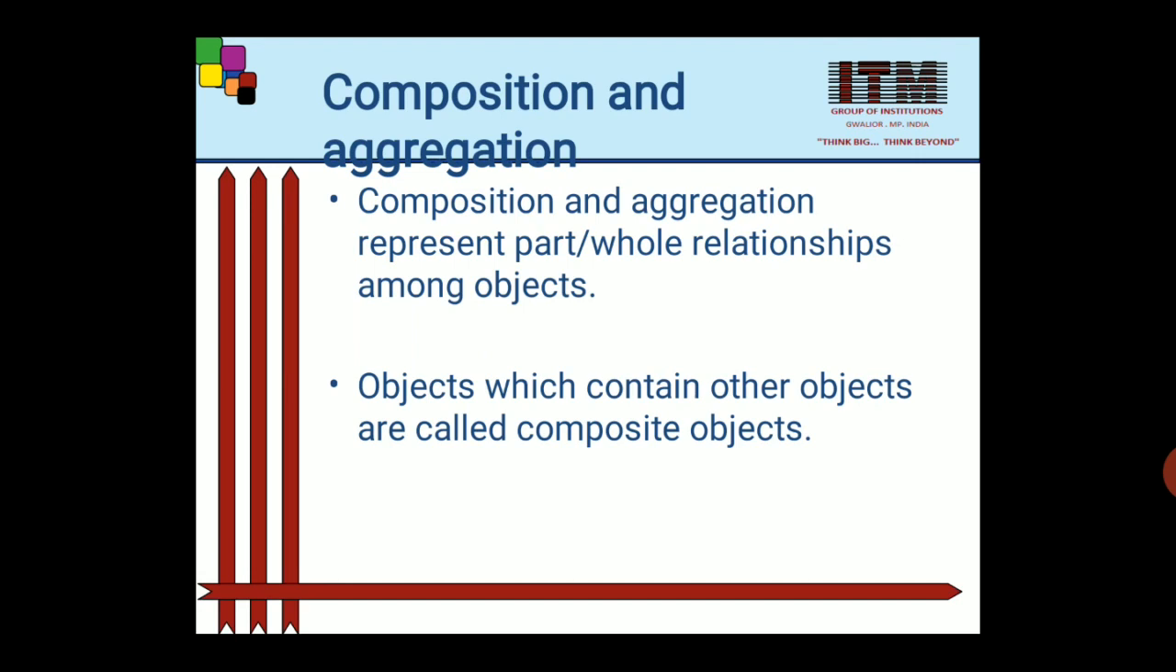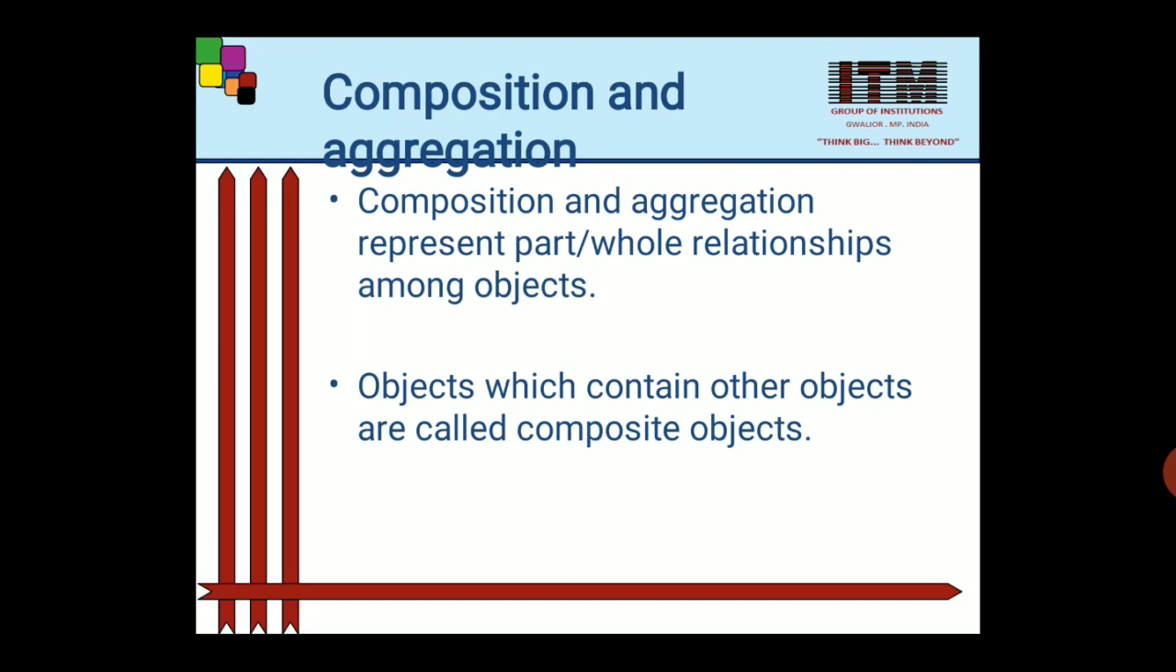For this reason, the composition and aggregation relationship is also known as a has-a relationship. Aggregation and composition can occur in a hierarchy of levels, so an object contained in another object may itself contain other objects. The composition and aggregation relationship cannot be reflexive. That is, an object cannot contain an object of the same type as itself.